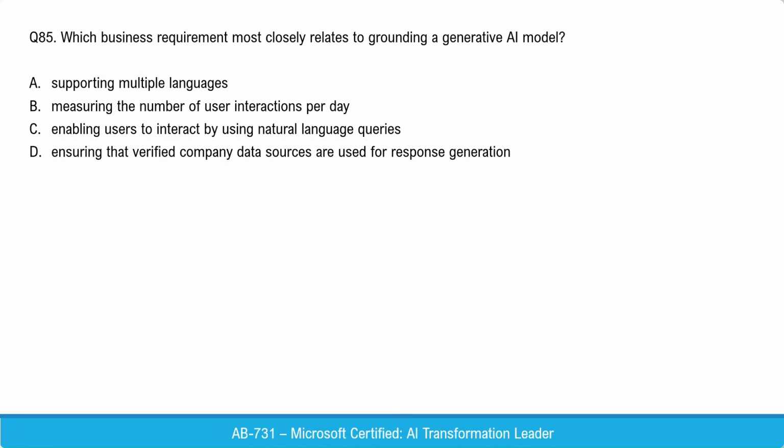And your options are on your screen. Please go through them by pausing the video over here. And the correct answer is option D, ensuring that verified company data sources are used for response generation.